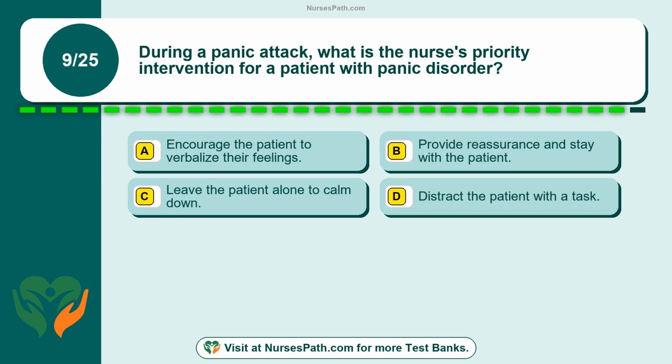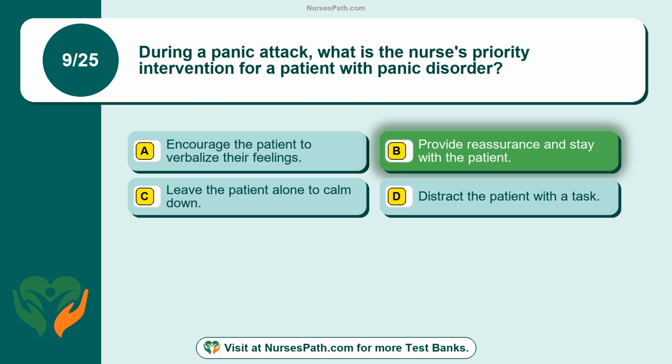Question 9. During a panic attack, what is the nurse's priority intervention for a patient with panic disorder? Option A, encourage the patient to verbalize their feelings. Option B, provide reassurance and stay with the patient. Option C, leave the patient alone to calm down. Option D, distract the patient with a task. The correct answer is option B. Provide reassurance and stay with the patient.